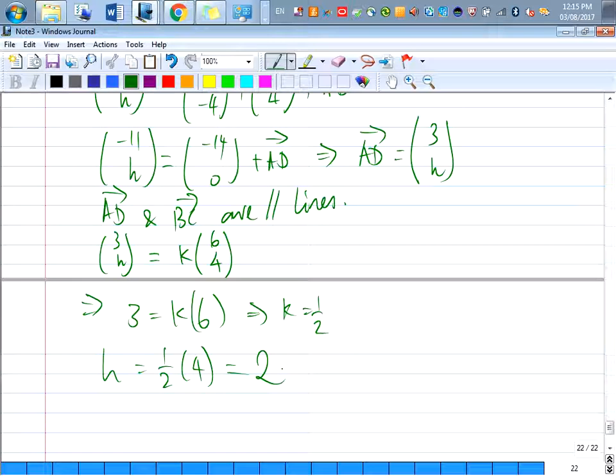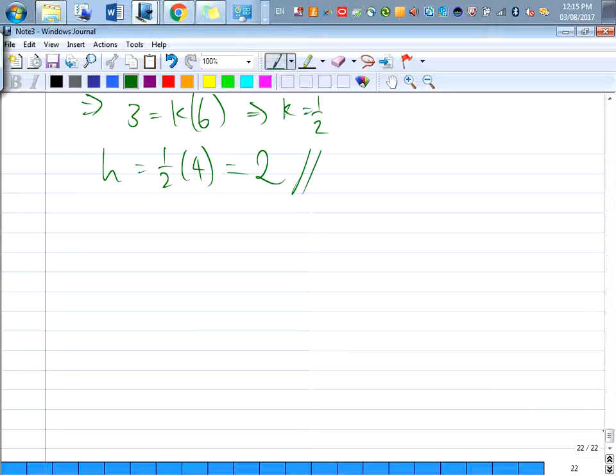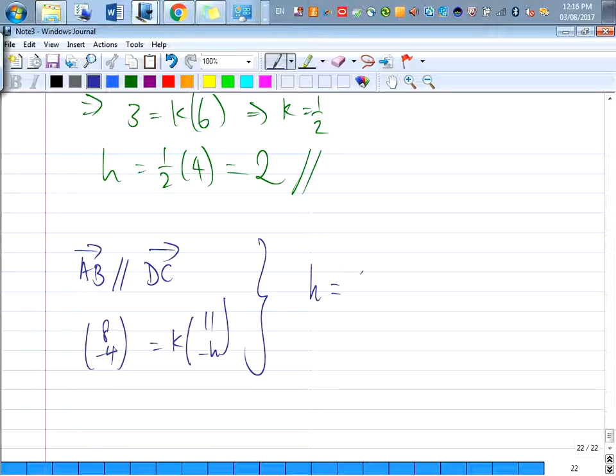So you see that there are two possible answers, right? Okay, so this is one answer. We have another possibility. 8 over 11, yes. Okay, but why? It's because instead of just AD parallel to BC, we have other options. We could have, change color, AB parallel to DC. This is the other option. That means I will write 8, negative 4, which is my AB, equals k times DC, which is 11, negative h. Then solve again, same format. h will be equal to 8 over 11 after you find k.